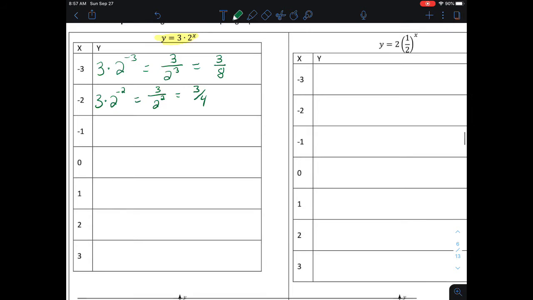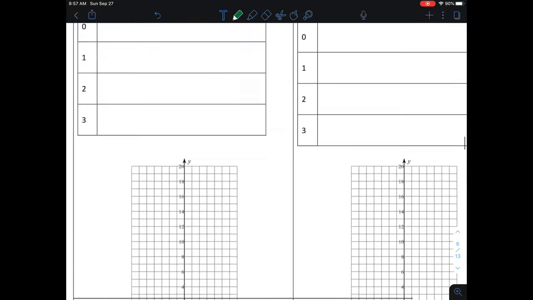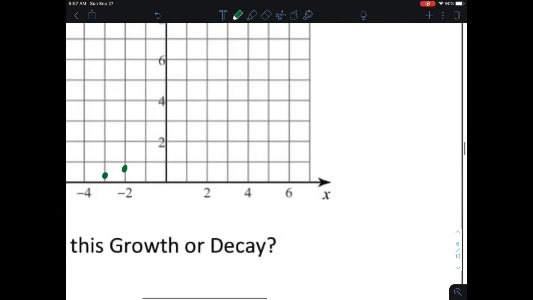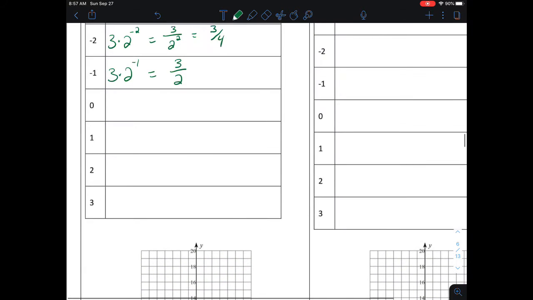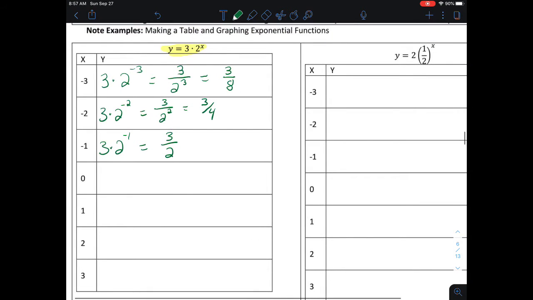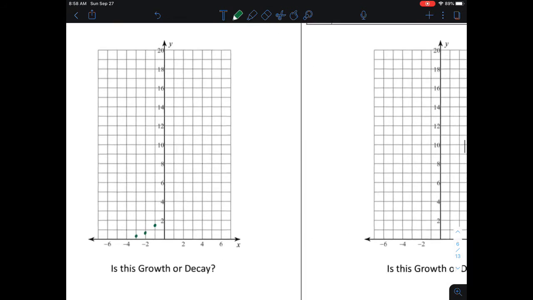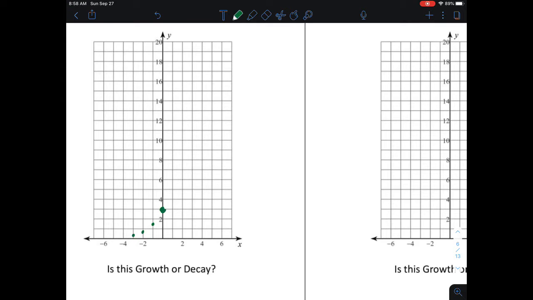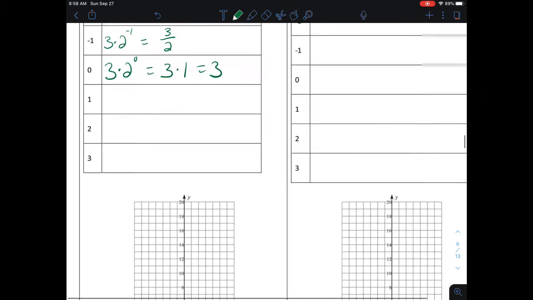Now we put in -1, so 3 times 2 to the -1 power, which is going to be 3 over 2 to the 1. So at -1, we go to 3/2, so that's really 1.5. So at -1, we go to about 1.5. Now we put in 0 where the x is. So that'd be 3 times 2 to the 0 power, which is the same thing as 3 times 1, which makes 3. So when x is 0, y is 3. Okay, so 0, 3.